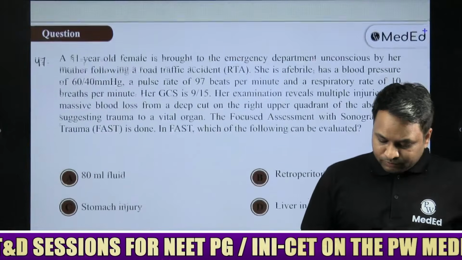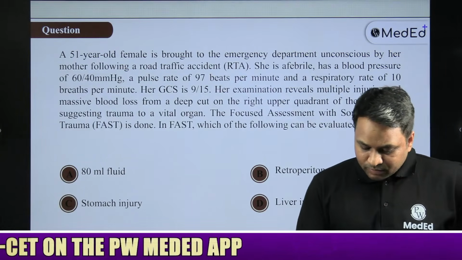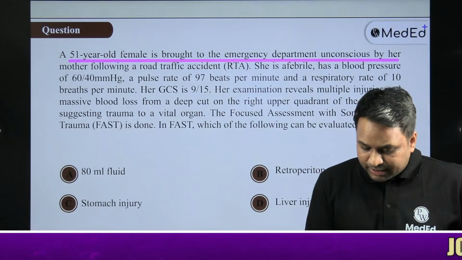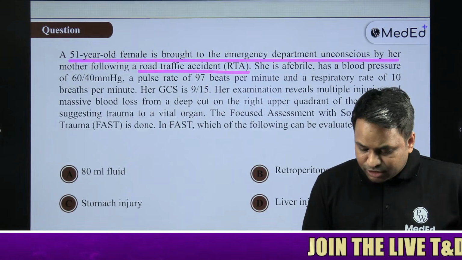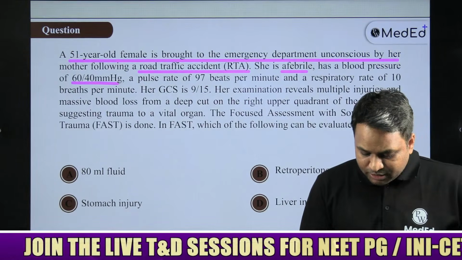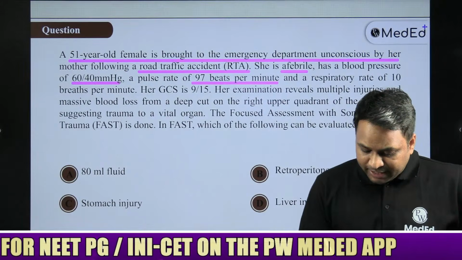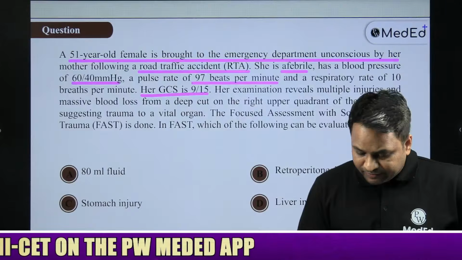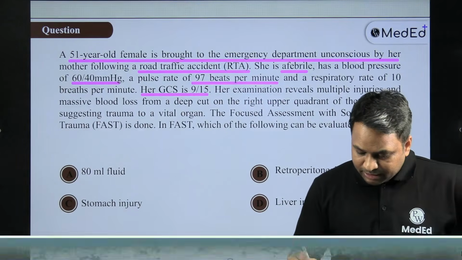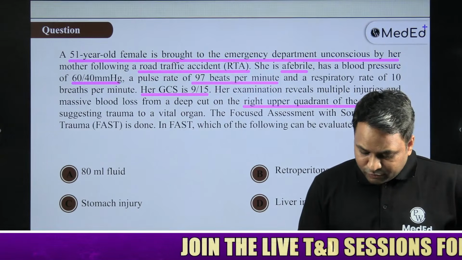So, going on to the next question. A 51-year-old female is brought to the emergency department in an unconscious state after a road traffic accident. She is afebrile, has a blood pressure of 60/40, which is quite low, a pulse rate of 97 beats per minute, and a respiratory rate of 10 breaths per minute. Her GCS is 9/15. Her examination revealed multiple injuries and massive blood loss from a deep cut in the right upper quadrant of the abdomen, suggesting trauma to a vital organ.